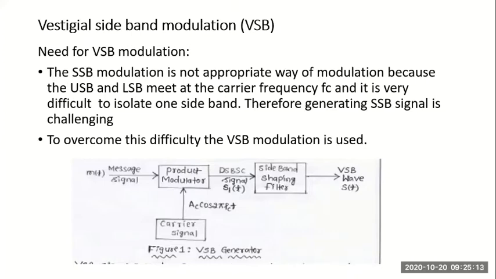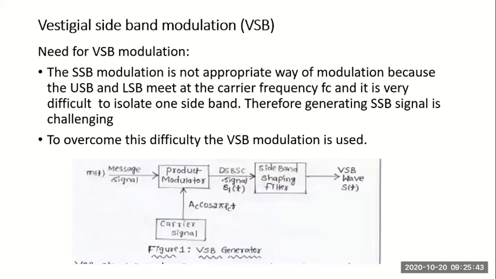Vestigial is for waste. So the wanted sideband, I need it in full, but the unwanted or the wasted sideband, I'll take it partially to accommodate the filter design. I want to have a simpler filter design. So I'm going to take the unwanted sideband also partially along with the complete required sideband. That is the main idea behind vestigial sideband modulation.